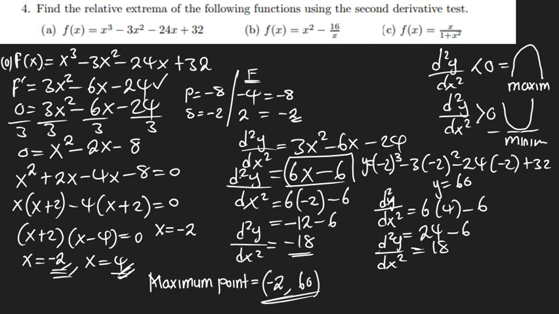Your d power 2 of y over dx to the 2, this time around is greater than 0. When it is greater than 0, you're having a minimum point here. So the minimum point is at some point x = 4, then let's try to put our 4 into the equation.